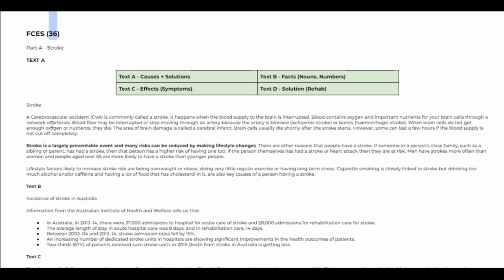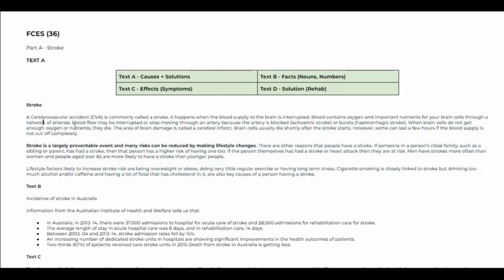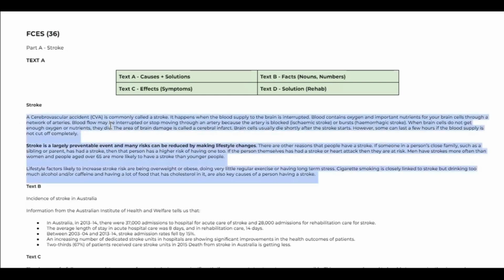Now, look at this one. Those who have this booklet, take Text 1, page number 36, and you can see the first one. Can somebody tell me what this is all about? Is it facts, causes, effects, or solutions? I can show you more clearly. Have a look at this one.